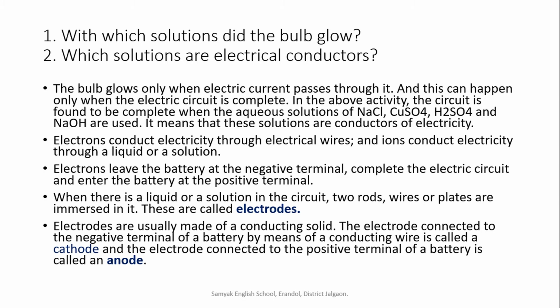Now electrons conduct electricity through the wires, and ions conduct electricity through the solution. Electrons leave the battery from the negative terminal, complete the electric circuit, and enter the battery at the positive terminal. The two wires, rods or plates which are immersed in the solution, when the solution is a part of the circuit, are called electrodes. They are usually made up of a conducting solid. The electrode connected to the negative terminal is called the cathode, and the electrode connected to the positive terminal of the battery is the anode. So remember, positive electrode anode, negative electrode cathode.